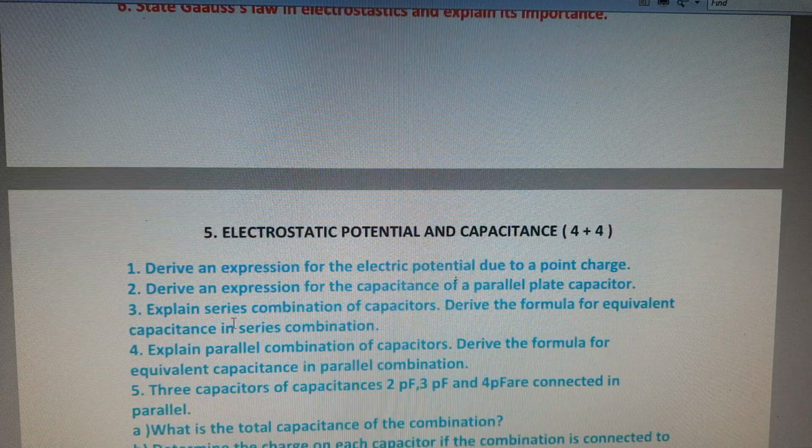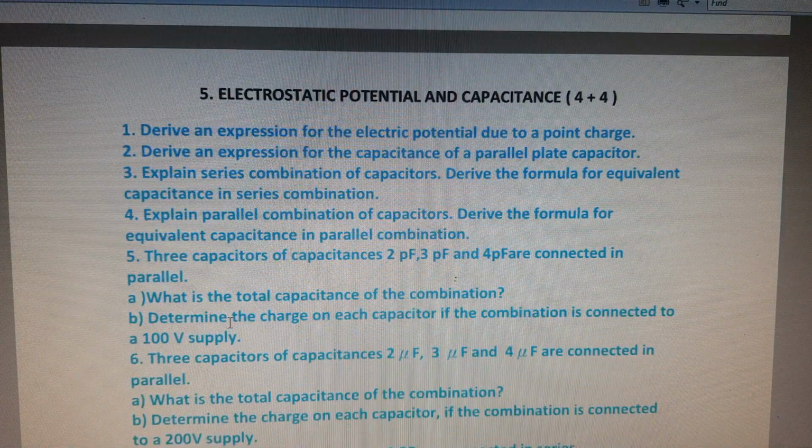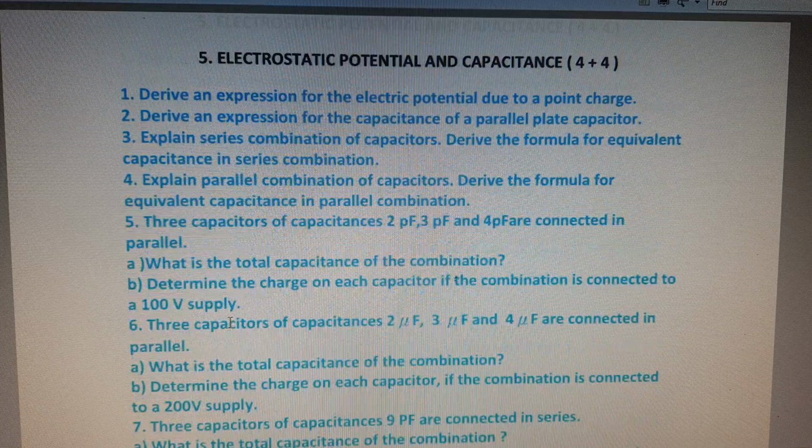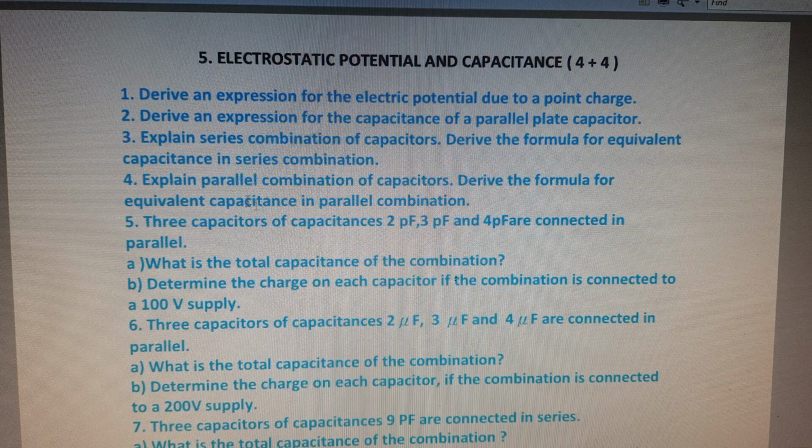And the next chapter is also a very important one. That is the fifth one, Electrostatic Potential and Capacitance. This chapter contains a total of 7 questions. Of these 7, only 3 are 4-marks questions and the remaining 3 will be problems. The first 4 marks question: derive the expression for the electric potential due to a point charge. This is the first question.